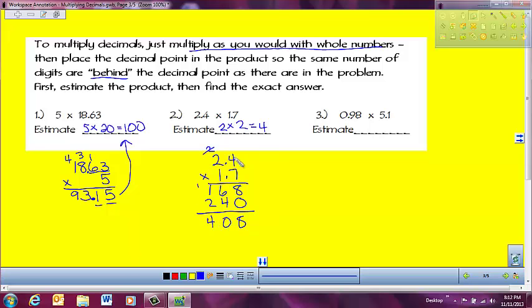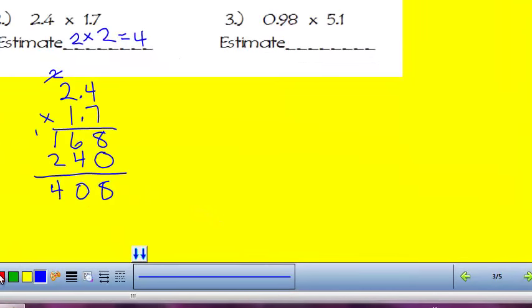And again, my estimate was 4, which gives me a really good idea of where I'm going to put the decimal point. But if we want to go by these rules that were in our notes, we want the same number of digits behind the decimal point in the product as we had in the problem. So if you look up here, you get 2 digits that were behind the decimal point in the problem. So I need 2 digits behind the decimal point in my product. Okay, 4.08, which is very close to our estimate of 4.